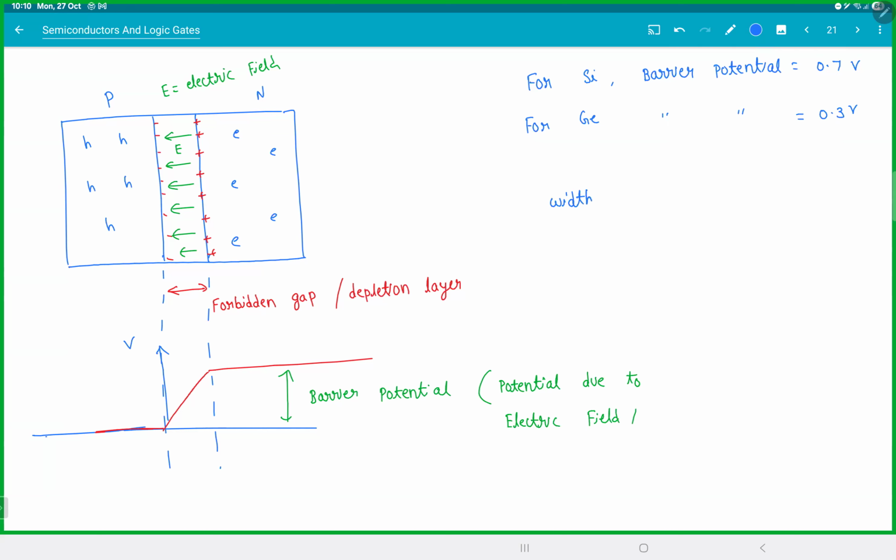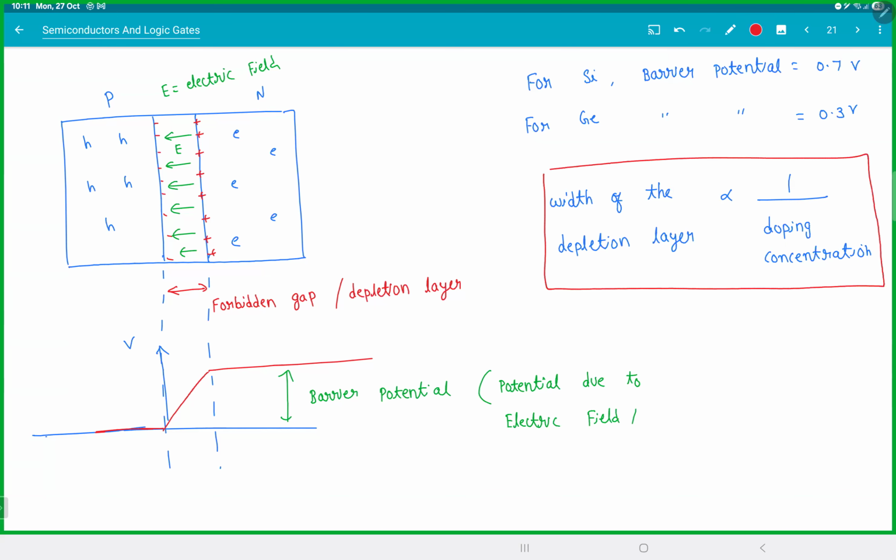So the width of the depletion layer is proportional to 1 by doping concentration. Again, what is doping? The process of introducing impurities. What is doping concentration? How many impurities did you add? That means if you have more impurities, the gap will become smaller. Another important one.